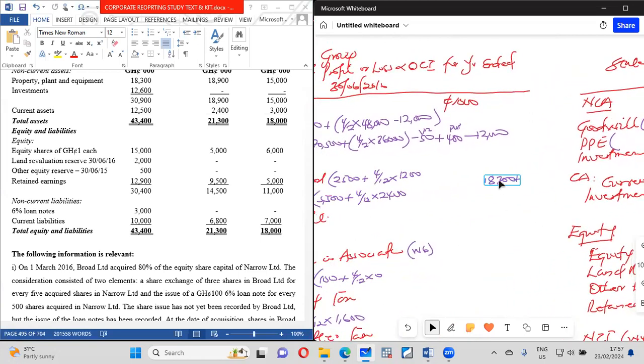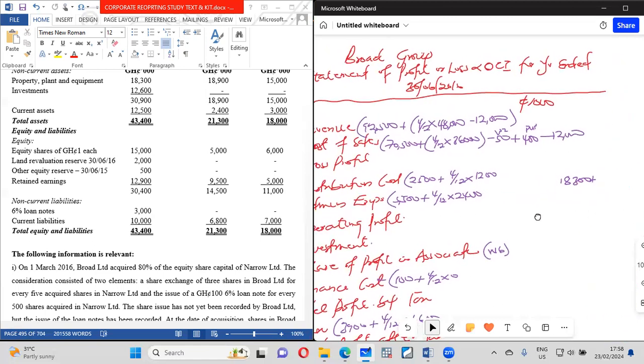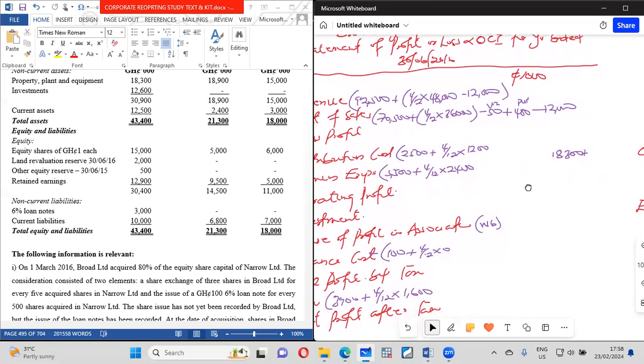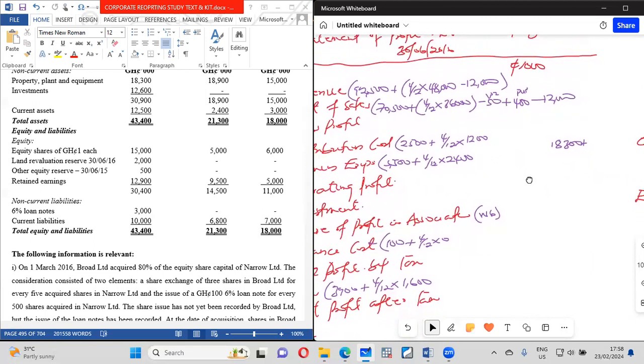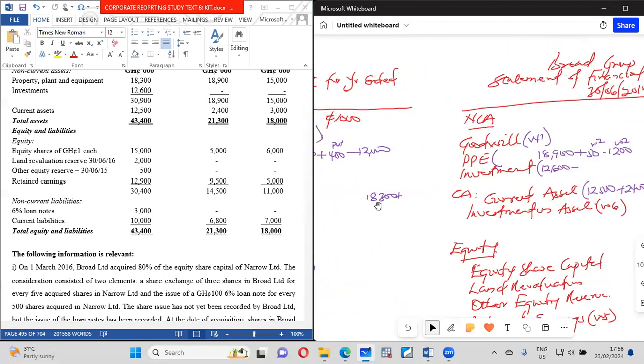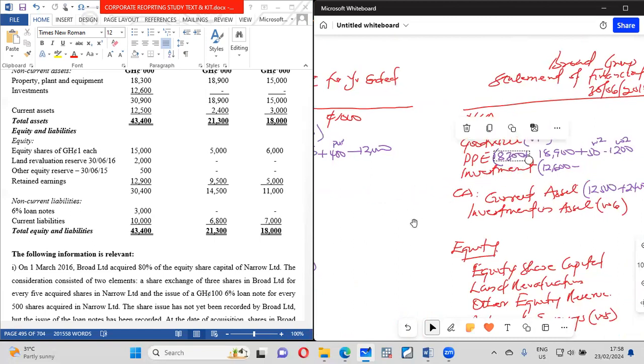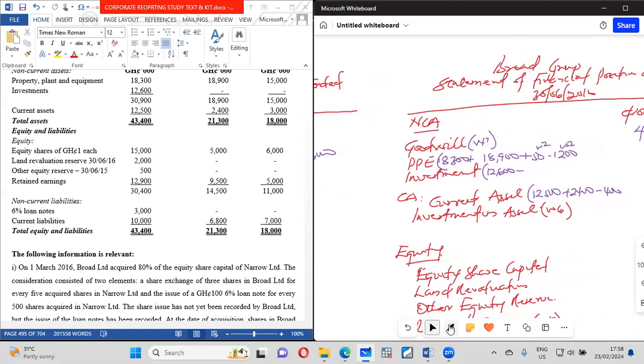Wow, have I shifted the figure? I think this figure is shifted from somewhere. I will need to find out where this figure lifted itself from. Yeah, I think it's here. All right. So you will see that there was an investment in associate for 3,600. So that one clears it off.